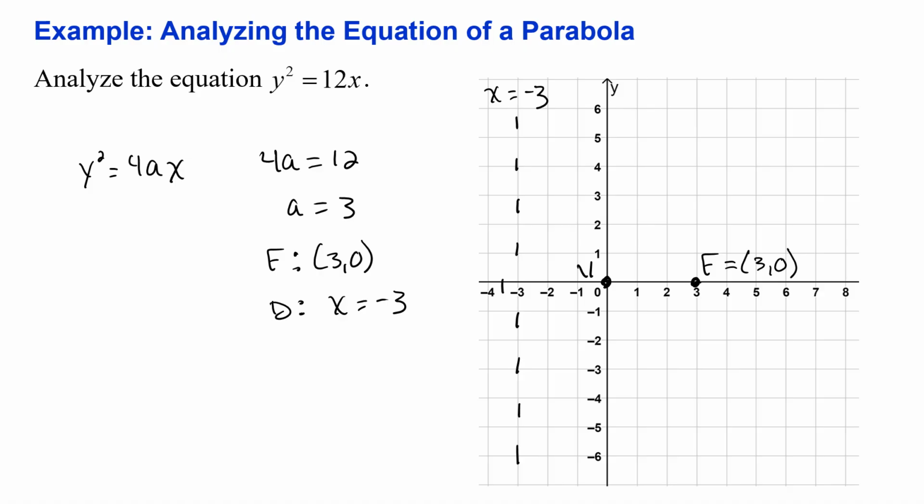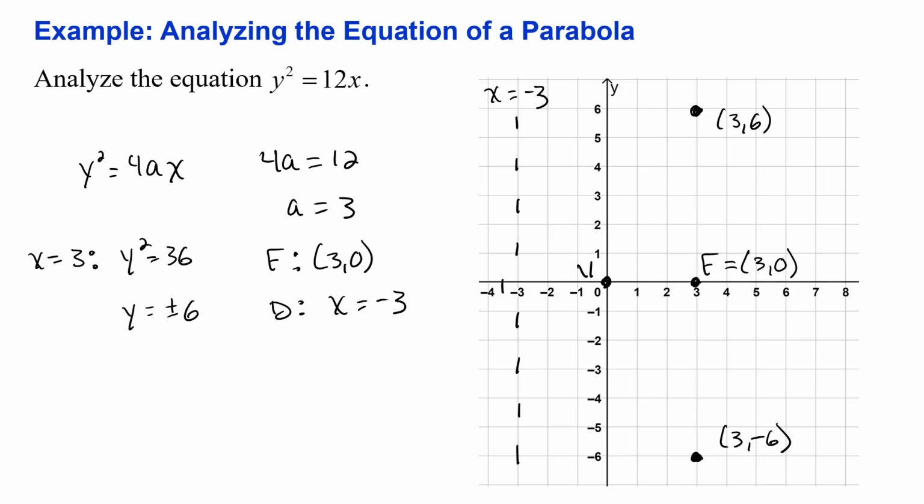Now let's determine the endpoints of the latus rectum by substituting x equals 3 into the equation y squared equals 12x. So this gives us y squared equals 36. And solving for y, we find that y equals plus or minus 6. So let's plot the 2 points (3, 6) and (3, -6). Again, these 2 points represent the endpoints of the latus rectum.